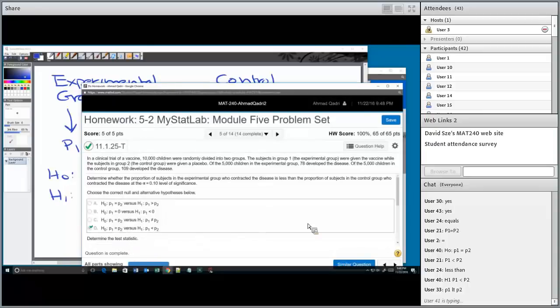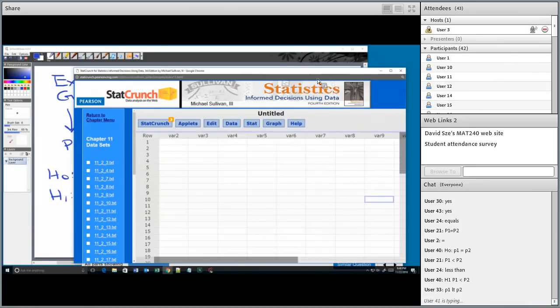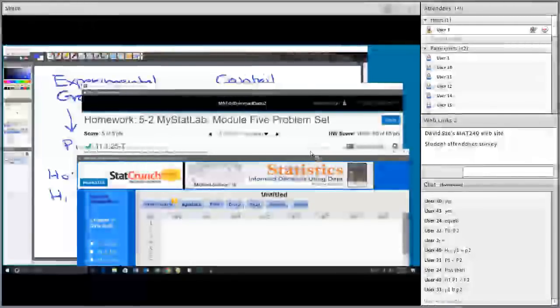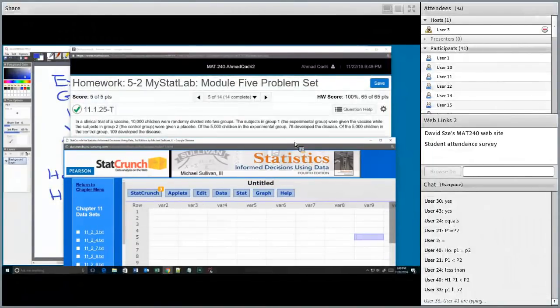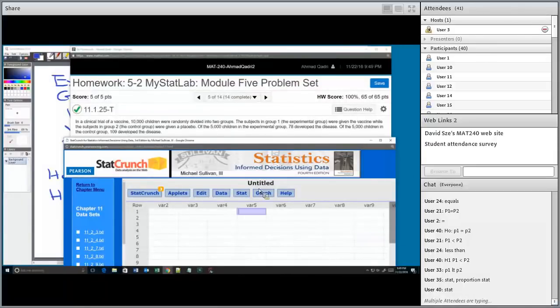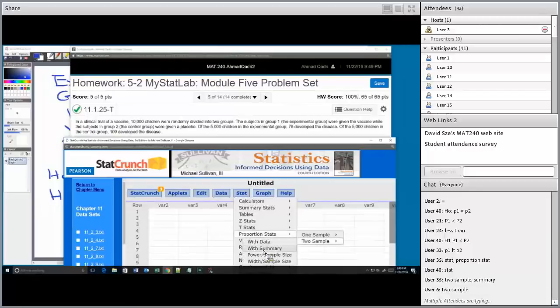Now we have to determine the test statistic. Let's see if you can walk me through this problem. I'm going to clear this and see if you can help me do this problem. How would I go about it? The manual equation will be the same as we did before, so I'm not going to write that out. But yes, I'm going to go to Stat, Proportion Stats, Two Sample with Summary. Very good.